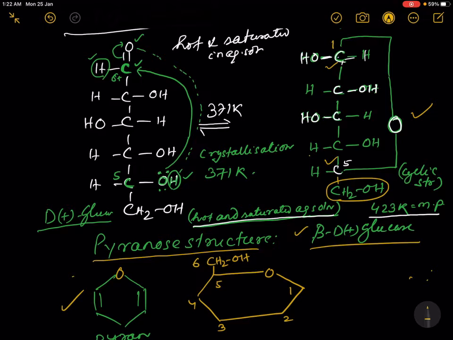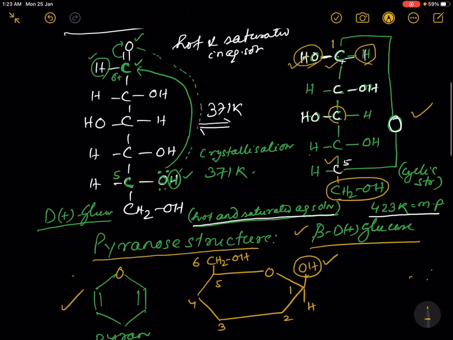OH on the left hand side is written at the top and H is written at the bottom. You have to remember, if the OH is on the left hand side, in pyranose structure it is written at the top. Number 1 and number 3 carbon atoms contain OH groups on the left hand side. So at number 3 position, the OH group is also at the top and H at the bottom. Other OH groups are on the right hand side.